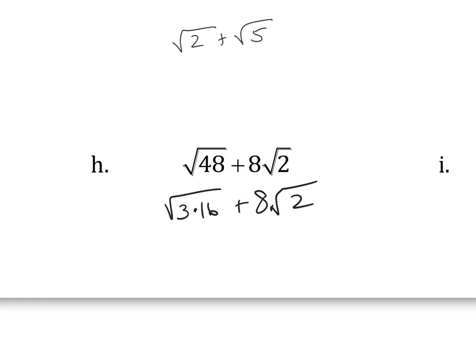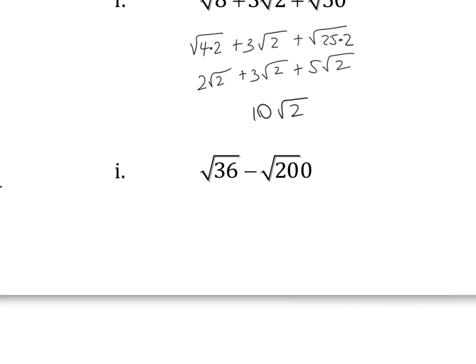Okay, we have then 4 square root of 3 plus 8 square root of 2. Notice they're not like radicals, so we can't go any further. That will happen sometimes. Okay, then we have 36 minus the square root of 36 minus the square root of 200. Square root of 36 is a perfect square, so that's just 6. 200 can be written as 2 times 100. So you get 6 minus 10 square root of 2. Again, you can't go any further, so you would just write it as that.